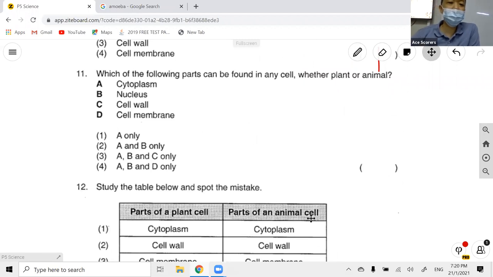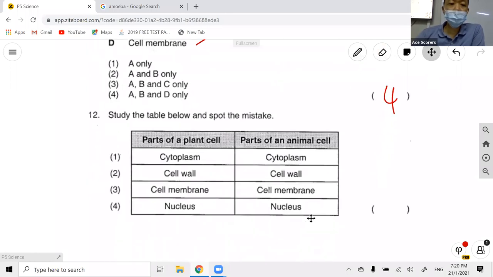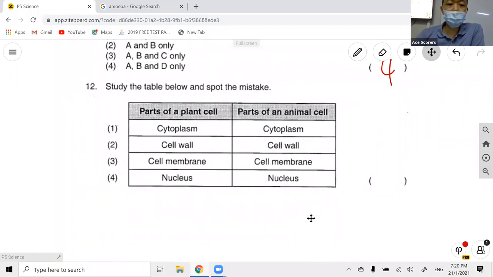11, which of the following parts can be found in any cell, whether plant or animal? So definitely it has a cytoplasm, nucleus, and a cell membrane. So the answer is A, B, D. Four. Yeah. Next one. Study the table and spot the mistake. Two. Cell wall. Yeah, the animal cell does not have a cell wall, so it's option number two.